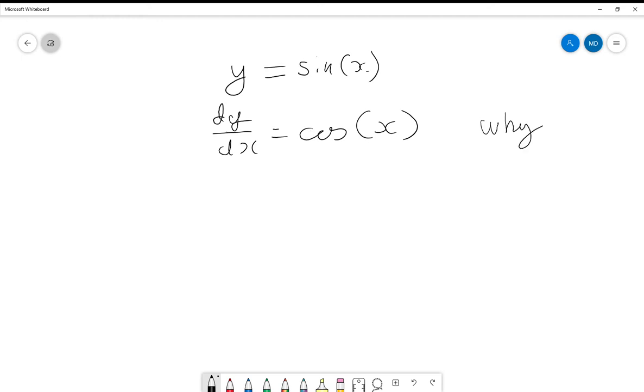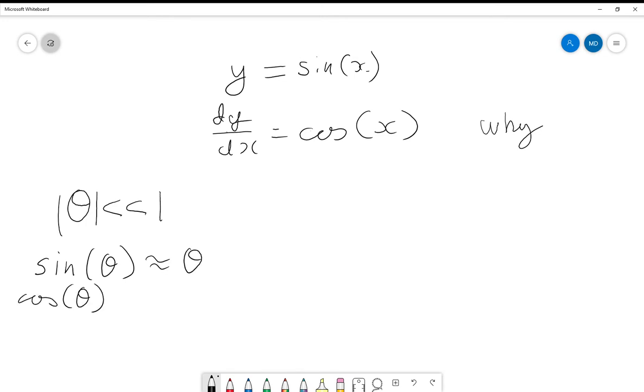For this proof, we're going to need a couple of facts. First one is that for small values of theta, so for the magnitude of theta significantly less than 1, so numbers around 0.2, 0.3, sine of theta is approximately theta. And cosine of theta is approximately 1 minus theta squared over 2.